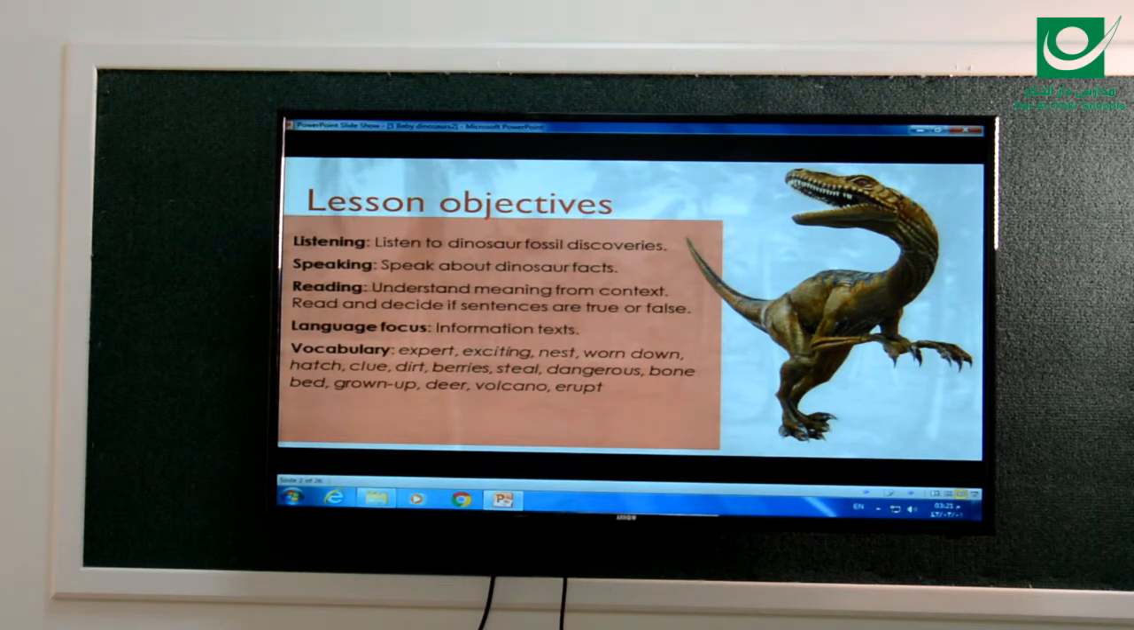Concerning language focus, you will get information texts. As for vocabulary, you will study some new words like expert, exciting, nest, worn down, hatch, clue, dirt, berries, steel, dangerous, bone, bed, grown up, deer, volcano, and erupt. So let's start, dear students.